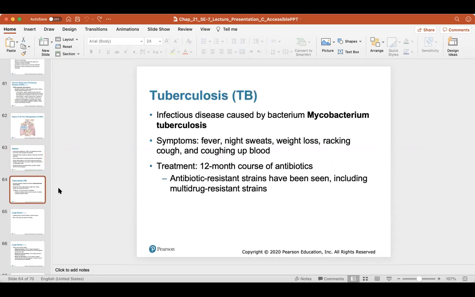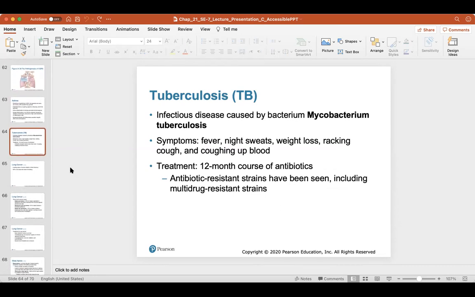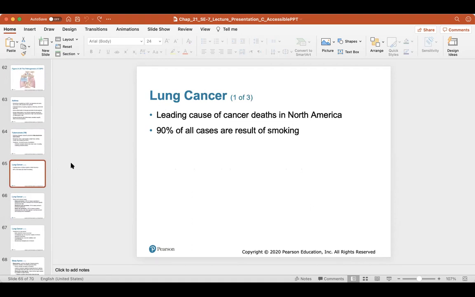Tuberculosis then is an infectious disease caused by a bacteria. The symptoms are fever, night sweats, weight loss, and coughing. The treatment is usually a 12-month course of antibiotics. Lung cancer then is the leading cause of cancer deaths in North America. 90% of all cases are the result of smoking.